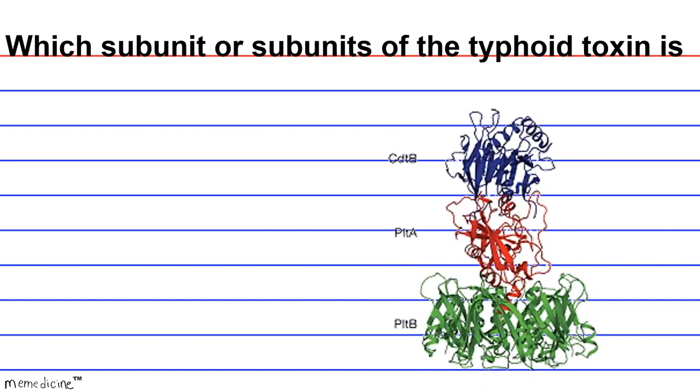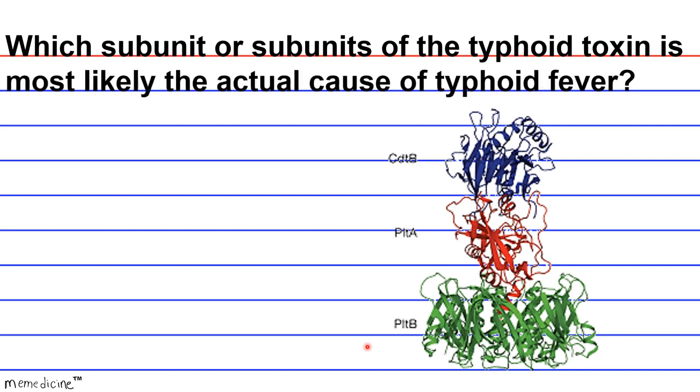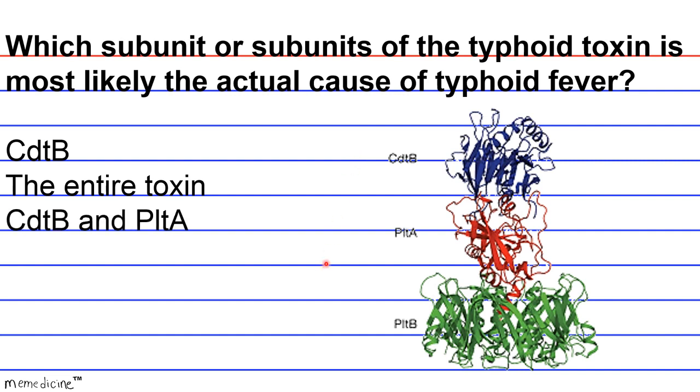Which part of the typhoid toxin is most likely the actual cause for typhoid fever? Is it A, CdtB? Is it B, the entire toxin? Is it C, CdtB and PltA, the entire A subunit? Or is it D, PltA? I'll give you a moment to think. There were several pieces of evidence that point to the correct answer choice, okay?